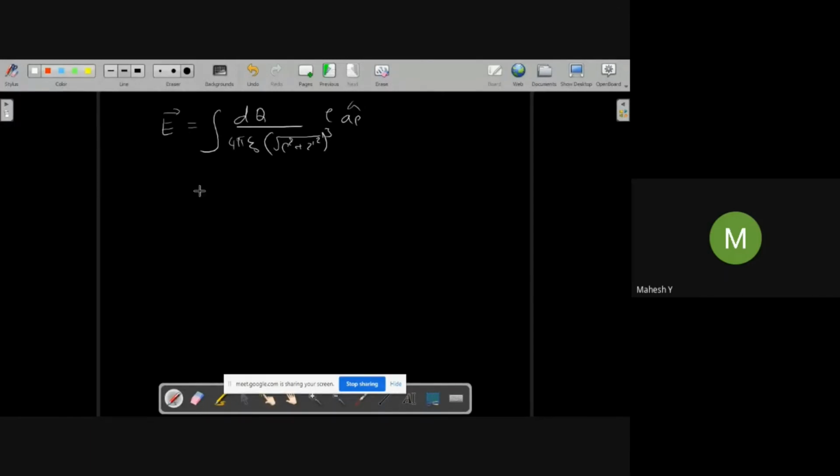E is equal to. Now what is dq? dq we have discussed, which is nothing but rho L dz prime, over 4 pi epsilon 0, square root of (rho square plus z prime square) whole cube, rho a rho cap. So can anybody tell me what is the limit for integration?